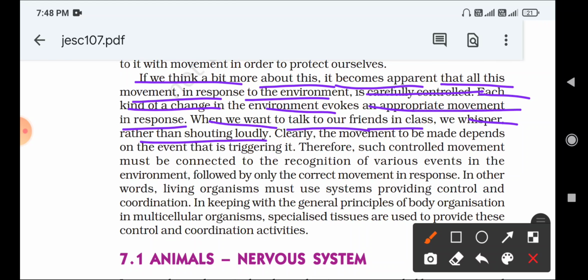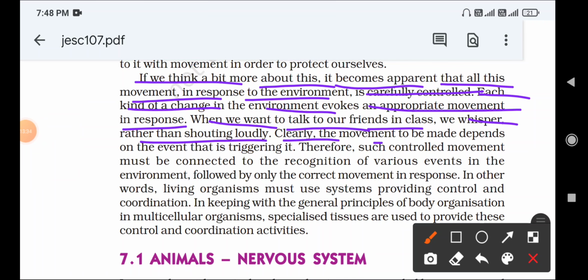manner. So how do we know that in a class we have to sit properly and, if we talk, we have to talk very slowly, but in the streets or at home or any other places we can talk very loudly? Okay, these activities are done in a controlled and coordinated manner.